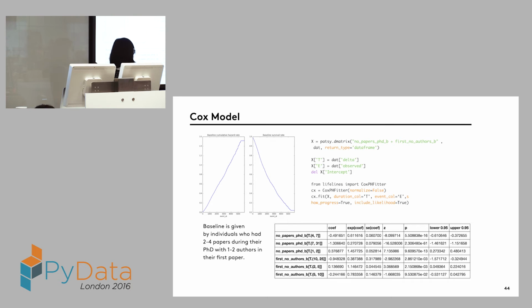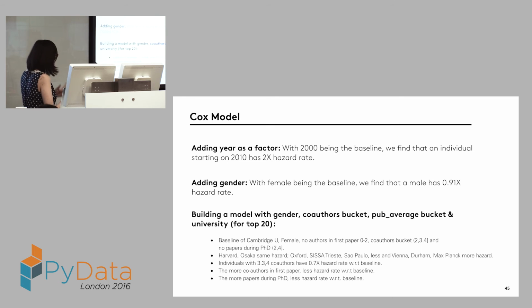So you can make statements as to the difference in risk depending on the different values of the covariate with respect to the baseline. So if you add the year as a factor, with 2000 being the baseline, we find that an individual starting in 2010 has 2 times the hazard rate. So he'll be less likely to survive. If you add gender, with female being the baseline, we find that a male has 0.91 times the hazard rate.